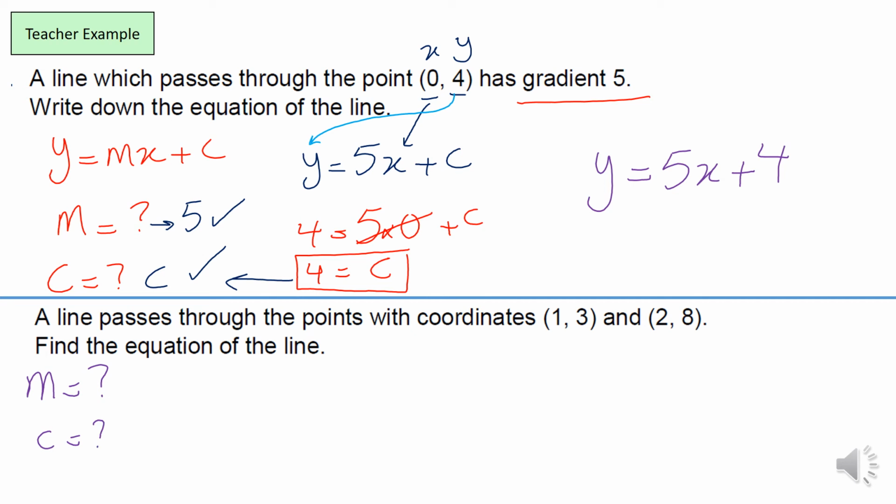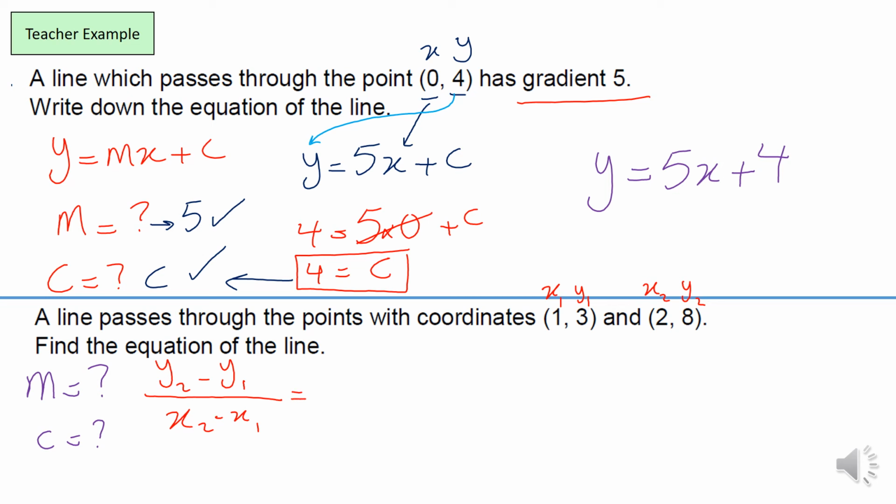First, we are going to tackle the m. So for m, we have to call those points x1, x2, y1, and y2. So let's do it. I'm just going to call the first one x1, then y1, then x2, then y2. The formula for gradient is difference of y over difference of x. So I'm just going to write what I just said. Difference of y, that means take away, y2 minus y1, over difference of x.